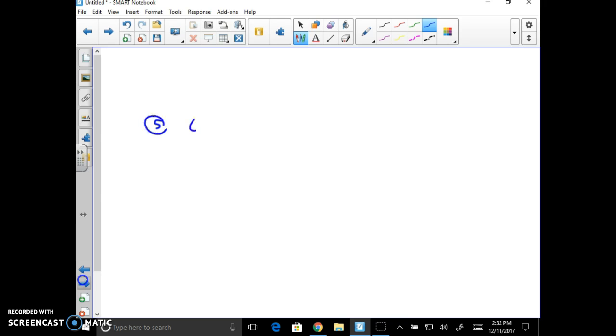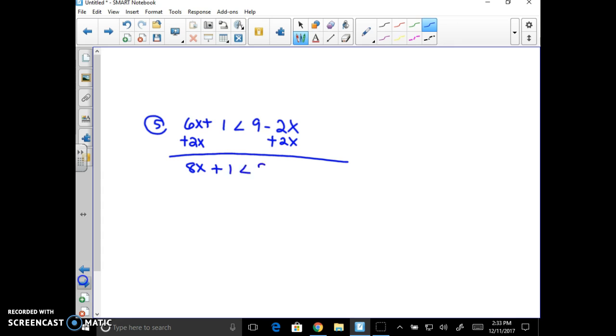Number 5, we have 6x plus 1 is less than 9 minus 2x. Alright, so we have variables on both sides, and we can't solve for that variable until we have the variables together on one side. So I can either move the 6x or the 2x. I think I'm going to just move the 2x. Then that gives us 8x plus 1 is less than 9. Now we want to get our constants together and divide both sides by 8, and x is less than 1.